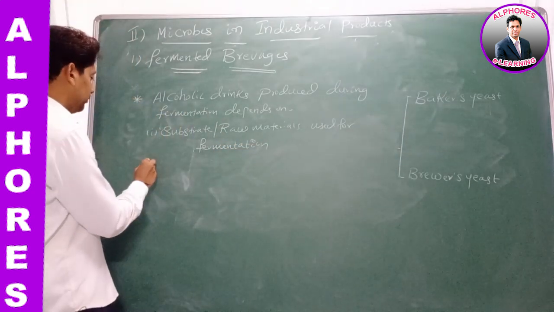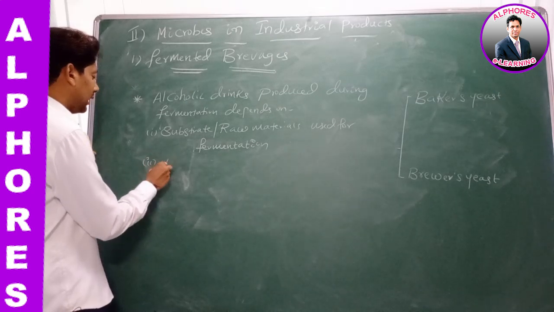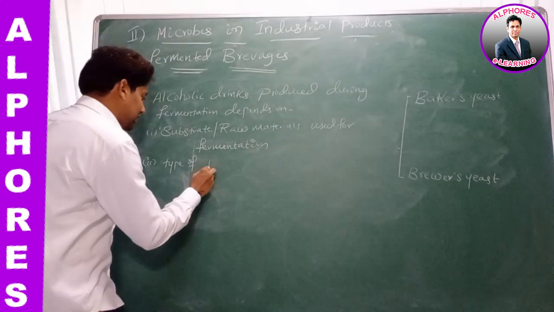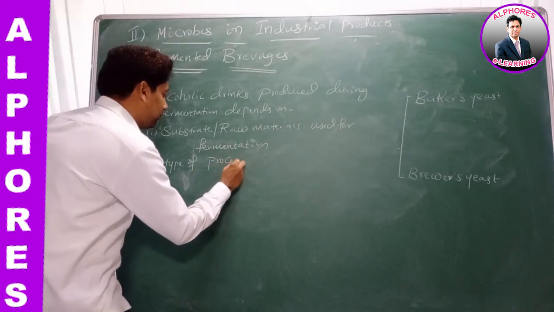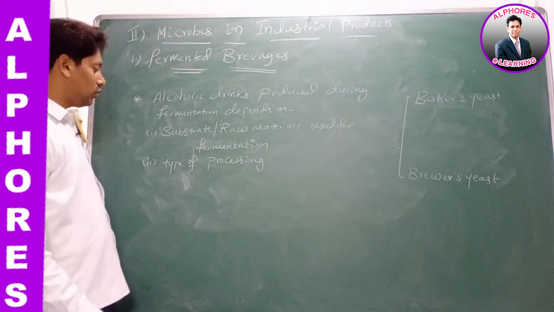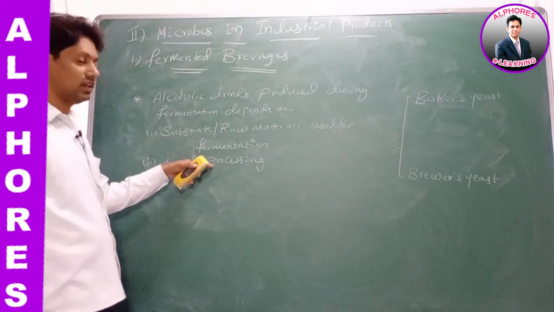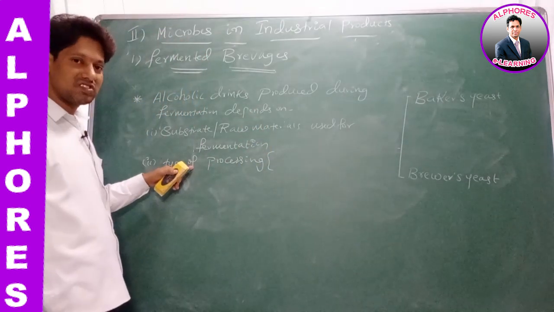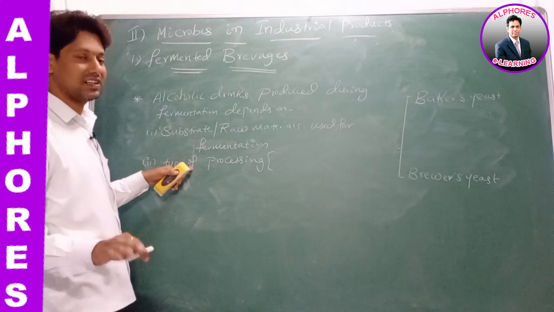Number 2, type of processing. What is the second one? Type of processing. Sir, which type of processing is involved here? Distillation. It means right here distillation takes place or distillation does not take place.